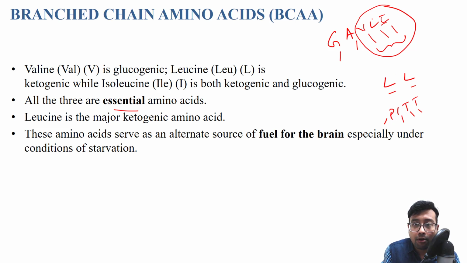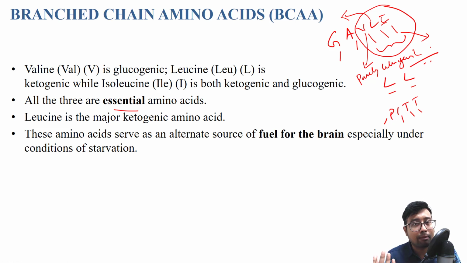So see, from this VLI, leucine is purely ketogenic, isoleucine is both glucogenic and ketogenic, and valine is purely glucogenic. This you need to remember, students. So what are the metabolic fates of these amino acids, especially these three?